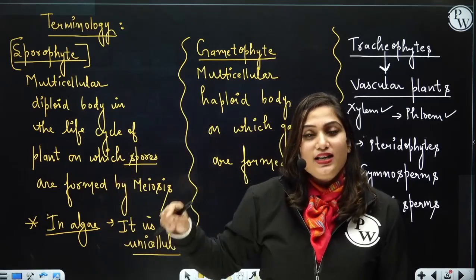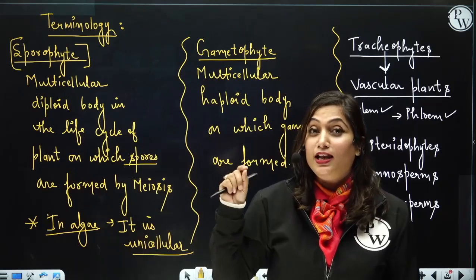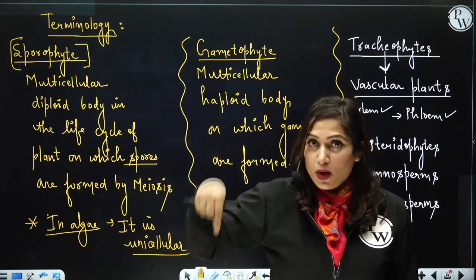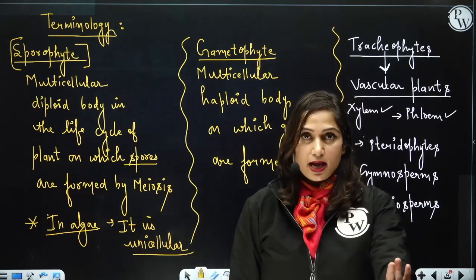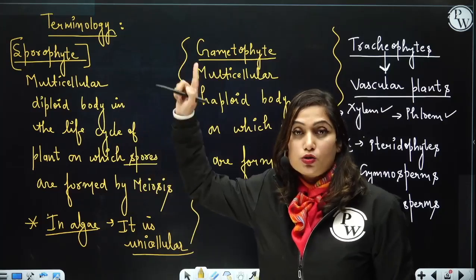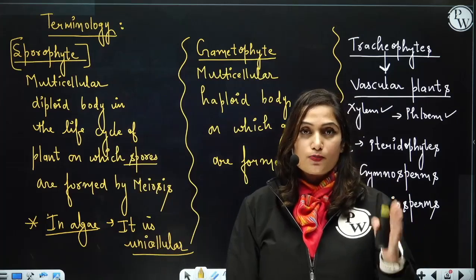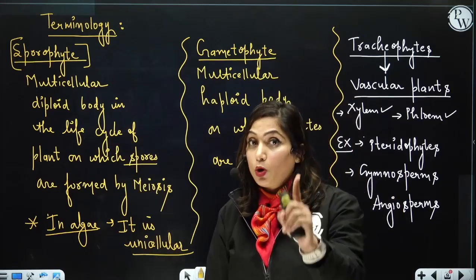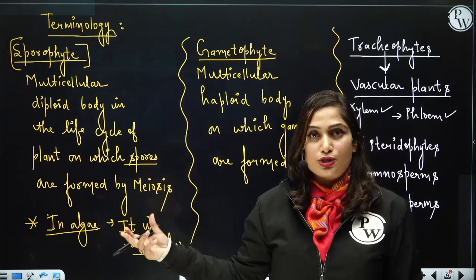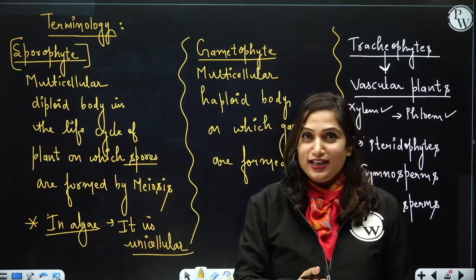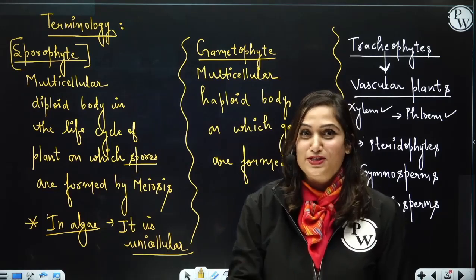Sporophyte is a multicellular diploid body in the life cycle of plants, on which spores are formed by meiosis. Spores are haploid and sporophyte is diploid. So how will spores be formed on the sporophyte? By meiosis. So this is the definition. Remember, sporophyte is a multicellular diploid body, present in the life cycle of all the plants, on which meiosis occurs and haploid spores are formed, right? But in the case of algae, the sporophyte is unicellular, because in algae, the zygote represents the sporophyte.